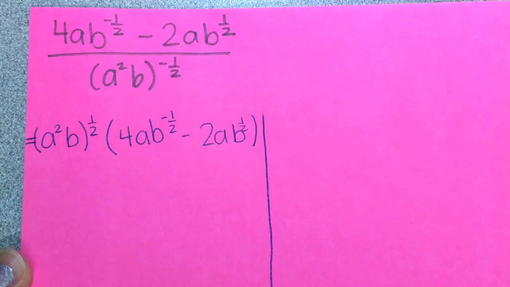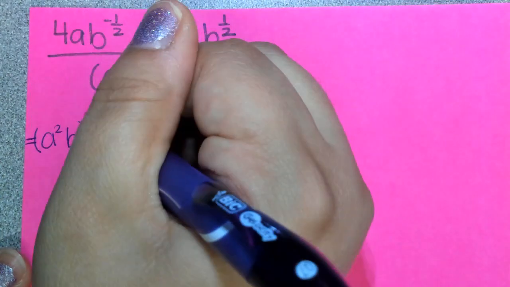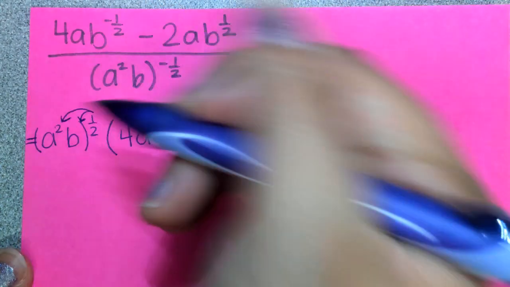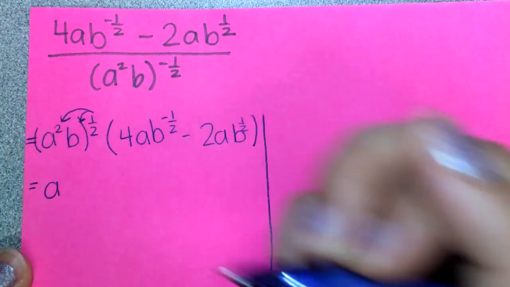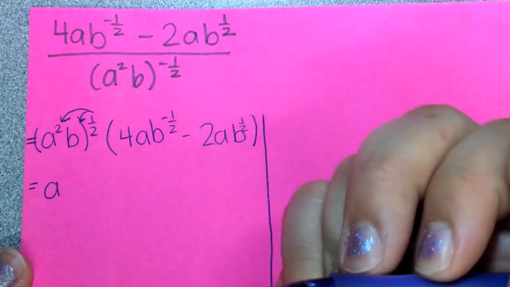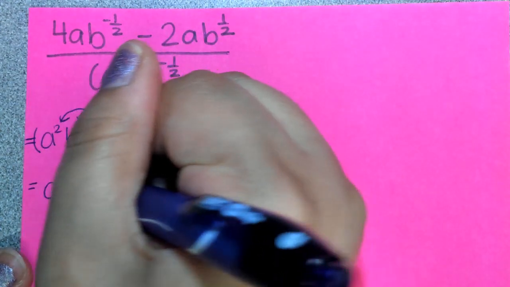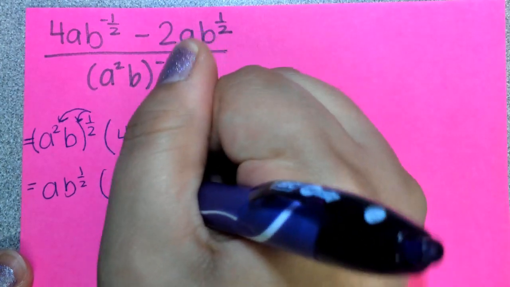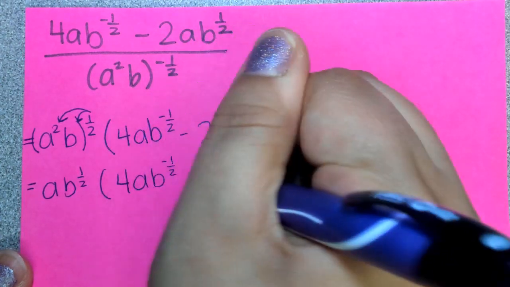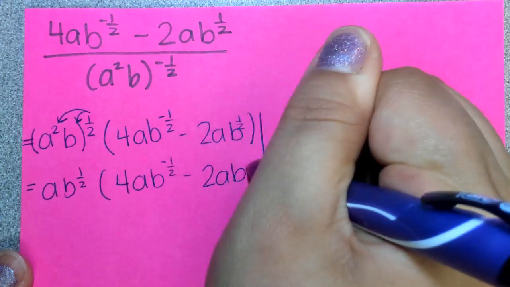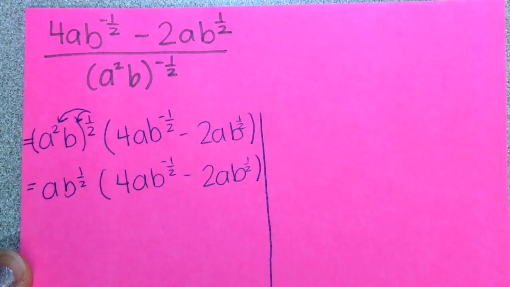What'd you say? Distribute. I'm going to distribute this 1/2 to both of these. So that's going to give me a to the 1, or just a, and b to the 1/2. Is that what you meant, or did you mean the other way? We're going to do both. I'm doing it in one second. Yeah. And then now what do I need to do?